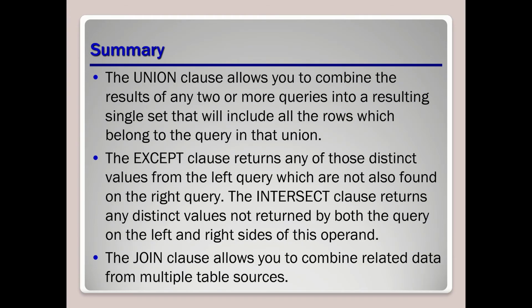The union clause allows you to combine the results of any two or more queries into a single result set that will include all the rows which belong to the queries in that union. The except clause returns any of those distinct values from the left query which are not also found on the right query. The intersect clause returns any distinct values returned by both the query on the left and right sides of this operand. The join clause allows you to combine related data from multiple table sources.